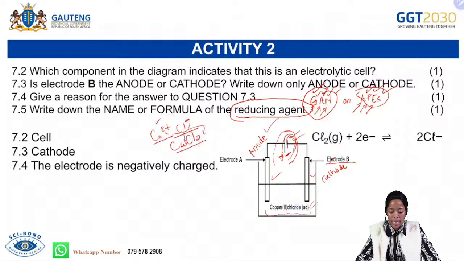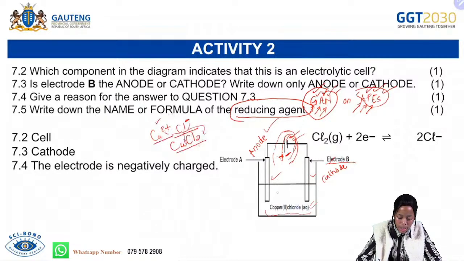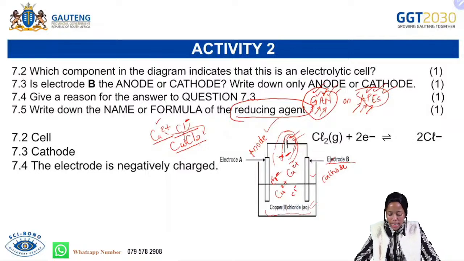And Cl minus. So if you have broken down the electrolyte, it means that in solution here, what is it that you are going to have? You are going to have a lot of Cu2 plus and a lot of Cl minus in solution. Then you have now identified which one is positive and which one is negative.